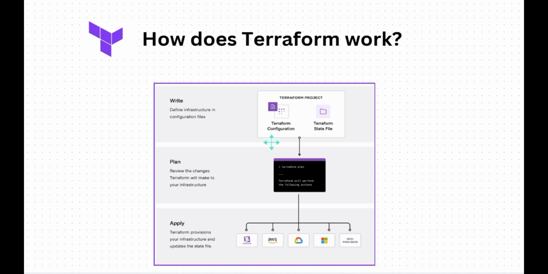Terraform offers several advantages for managing infrastructure efficiently, and here are some key benefits of using Terraform. The first one is IaC multi-cloud support, automated and consistent deployment, change management and version control, dependency management, scalability, and reusability. Those are the key advantages of using Terraform.